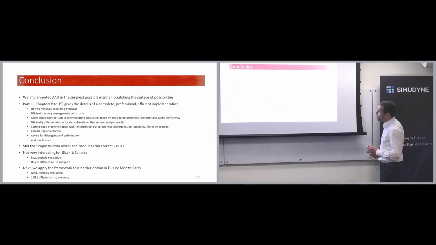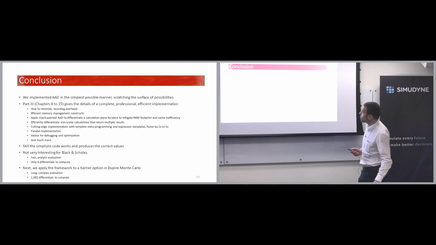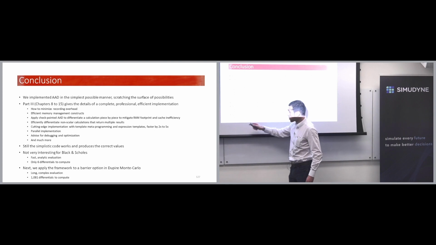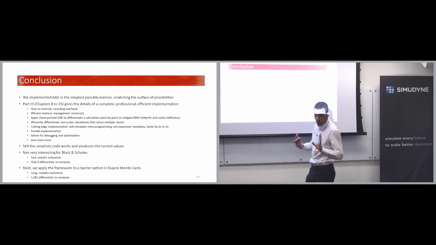In conclusion, we implemented AAD in the simplest possible manner, just scratching the surface of possibilities. Part 3, chapters 8 to 15 of the book will give you the detail of a complete implementation. Still, this simplistic code just works and produces the correct values, but it's not very interesting for Black-Scholes, to compute 6 differentials. So in the 5-10 minutes that we have left, we will apply it to a slightly bigger and more interesting problem of a barrier option in Dupire Monte Carlo.